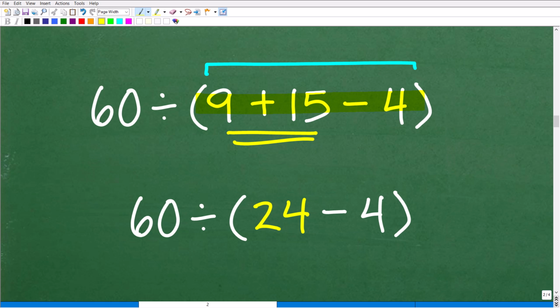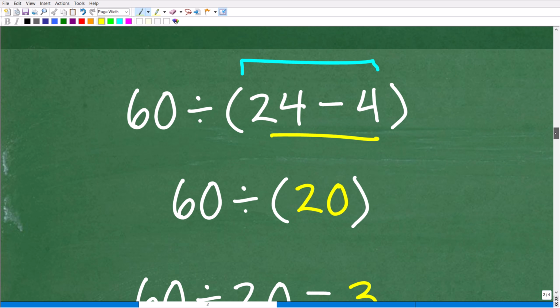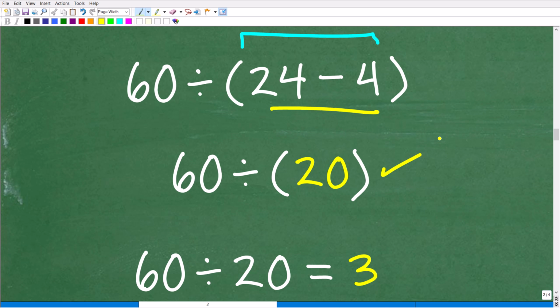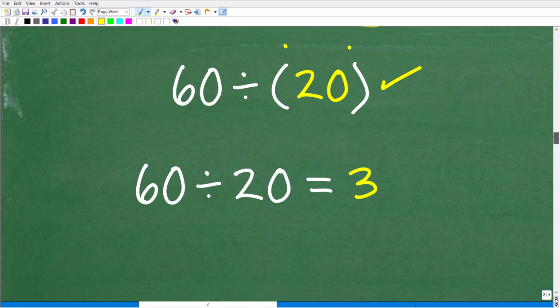So we have 9 plus 15, which of course is 24. Now I'm down to 60 divided by parentheses 24 minus 4. I'm not done with the parentheses yet, just one more step and we're almost there. So 24 minus 4 is 20. Finally we are done with the parentheses, so technically you can drop them. Now we have 60 divided by 20, but we don't even have to write those parentheses if there's nothing to do there. So 60 divided by 20 is of course 3.